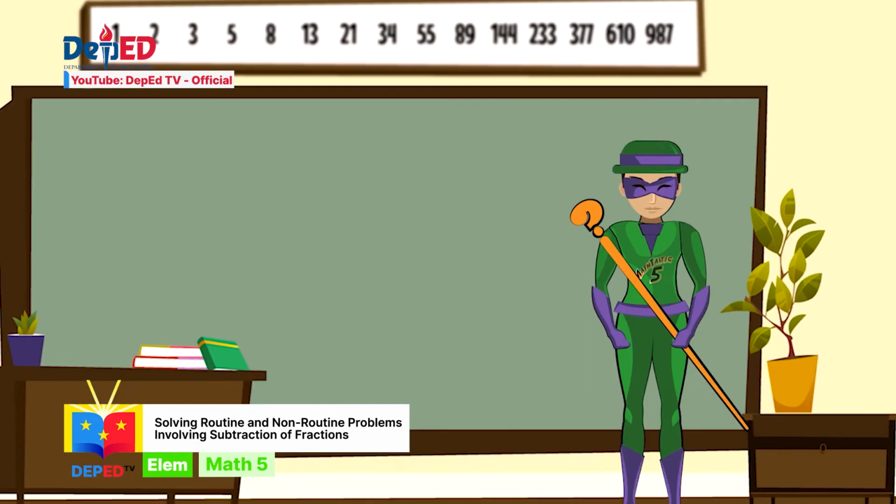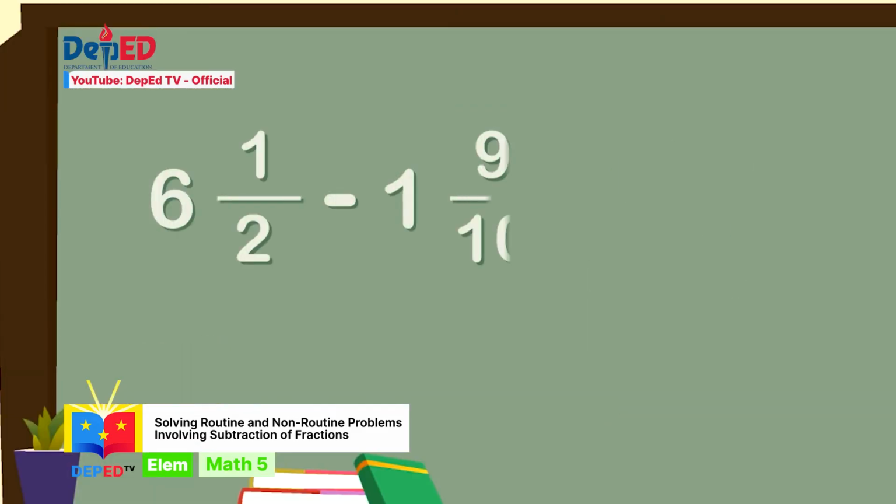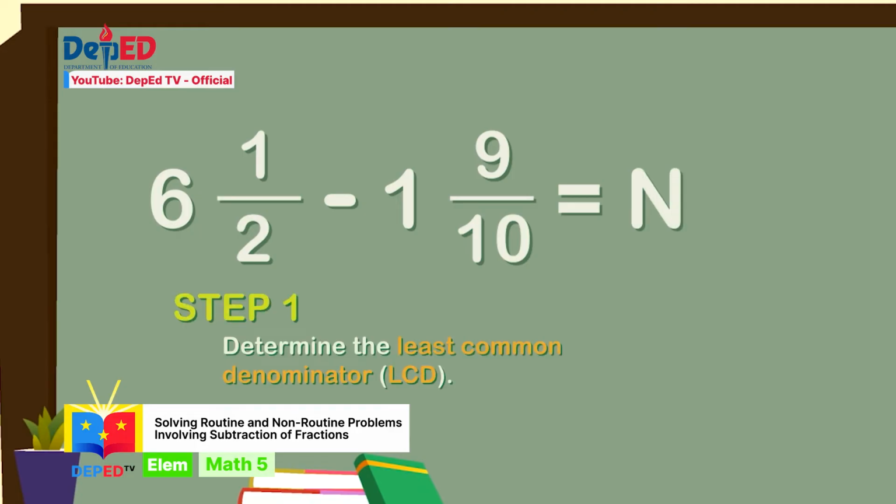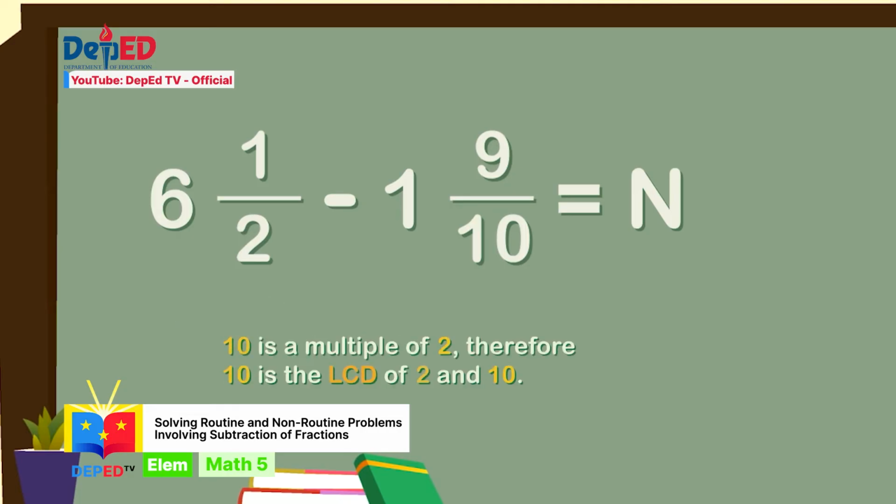Find the difference of 6 and 1/2 and 1 and 9/10. Step 1. Determine the least common denominator. From the given fractions, notice that 10 is a multiple of 2. Therefore, 10 is the LCD of 2 and 10.